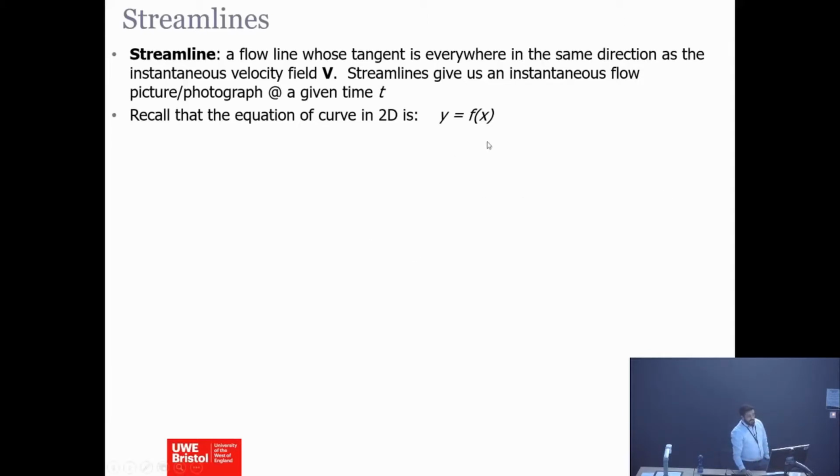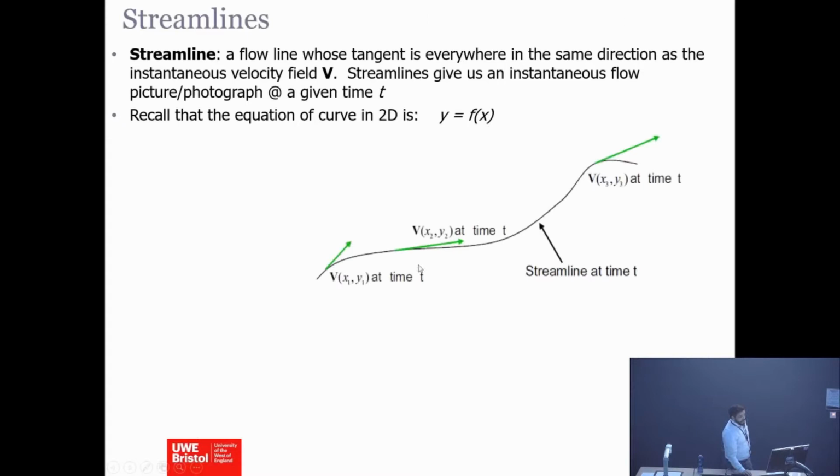Now in 2D, because it's a line, if you remember from your maths, you can just get an equation of a line. In 2D it can be written as y equal a function of x. So this is a streamline, as I said. The velocity vector is tangent at every point at a given time instant. Now at a different time, the flow picture might change, but it's always true that the velocity vector is tangent to the line. That's the key thing. So as I said, the equation of this line can be written mathematically as y equal f(x).